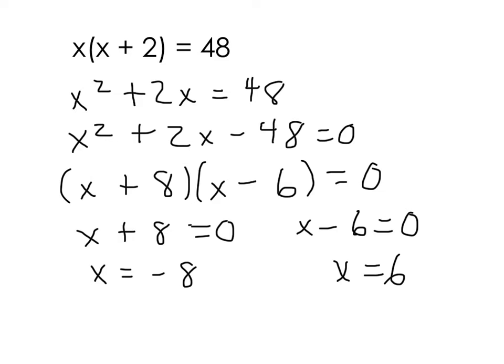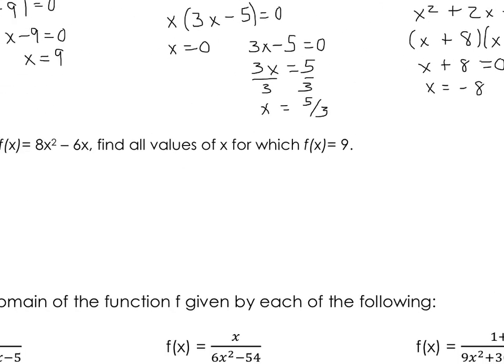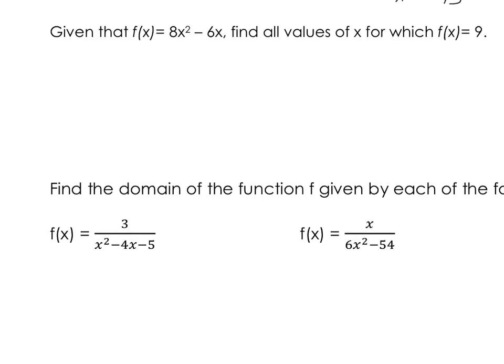And that's it. That's our solution. Given that f of x equals 8x squared minus 6x, find all values of x for which f of x equals 9. F of x is 9, so instead of f of x here, we're going to write 9.